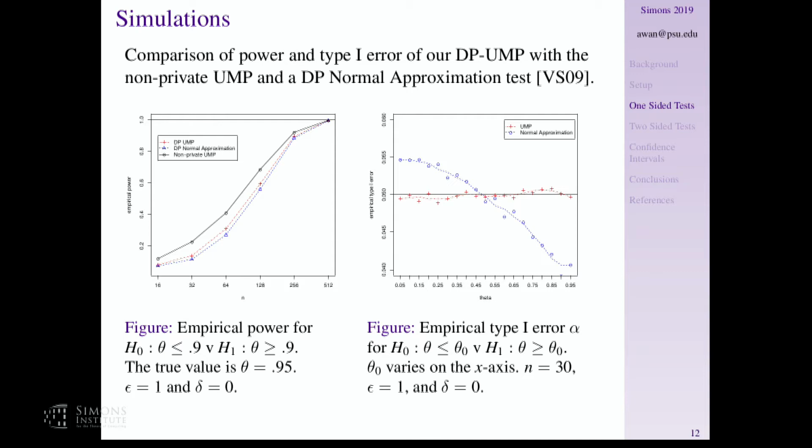First, just a sanity check. So we claim in the theorem that this was the most powerful test. Well, in Vu and Slavkovic, they gave a normal approximation test, and we're just going to see that, in fact, we are able to get higher power than their test. We're still bounded above by the non-private case. And more interestingly, we have exact type 1 error up to numerical inaccuracies, but the normal approximation has varying type 1 error because it is an approximation to the test.